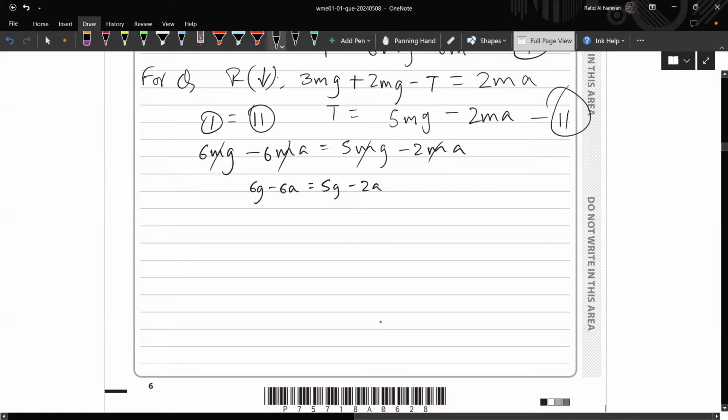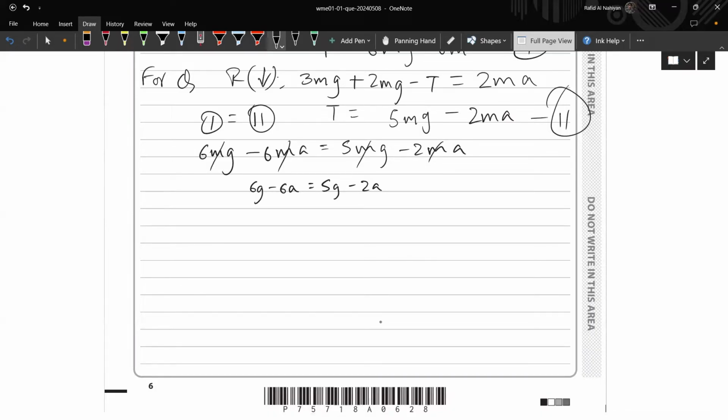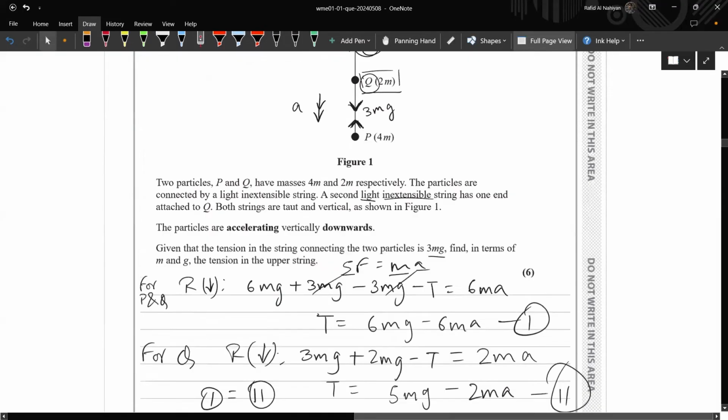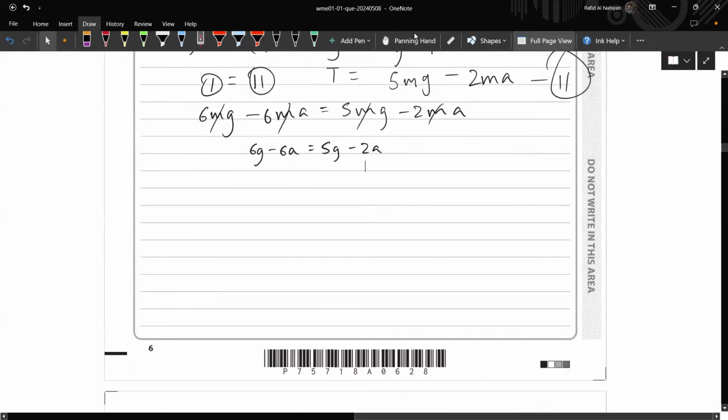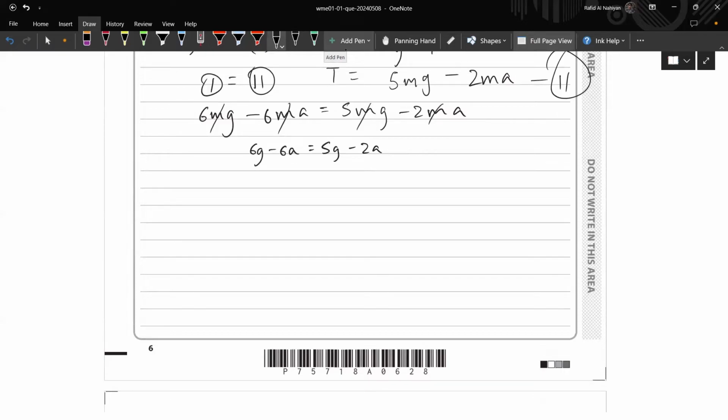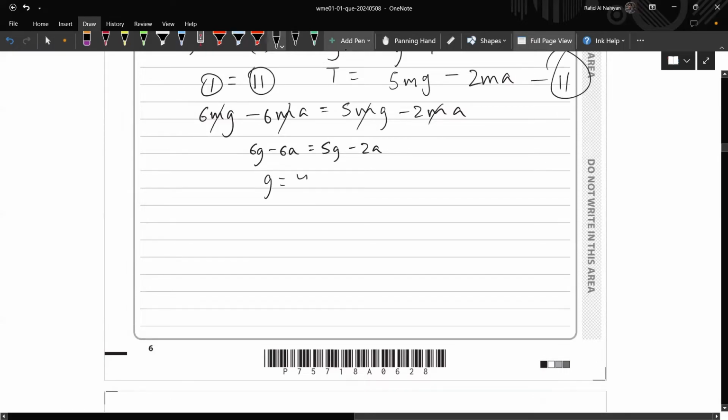I need to find out the acceleration, to then put the value of the acceleration into any of the equations, 1 or 2, doesn't matter, to find out the tension. That's what they want, don't they? Yes, that's what they want. So if I just solve this, I find that g is equal to 4a. Therefore, acceleration is g by 4, 1/4 of g.